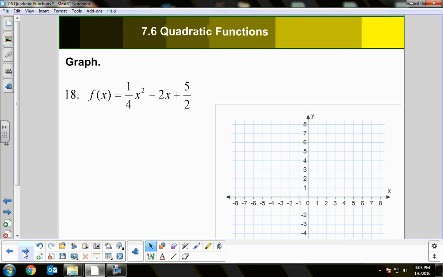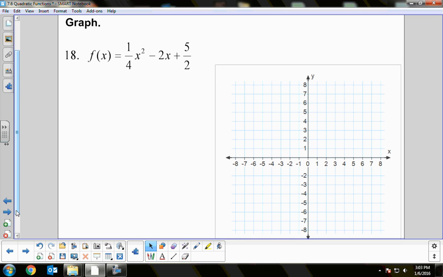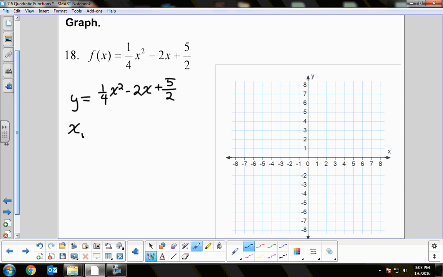Okay, here again we want to graph this function, and my first step is I'm going to replace this with a y. Sort of almost don't need to do that, but it is in standard form already. So my x vertex is negative b over 2a.